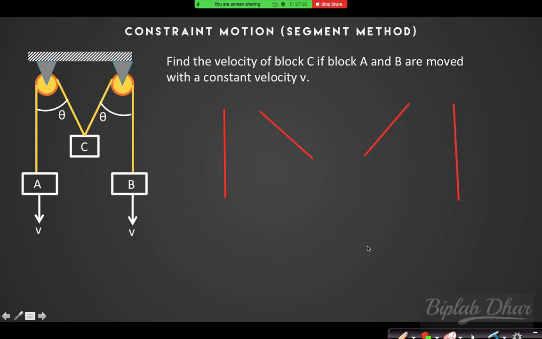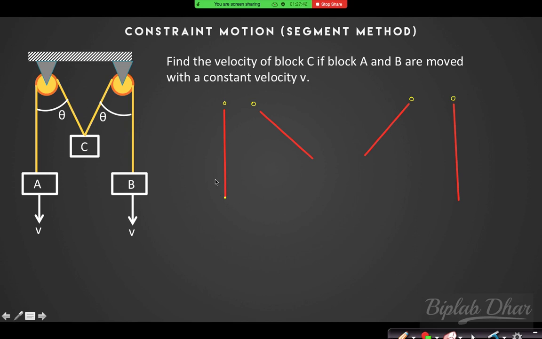How many segments are there? 4 segments. What about the topmost points of the velocities? All of them are 0, connected with the fixed pulley. So 2v sin theta.